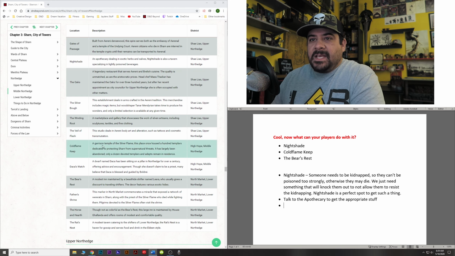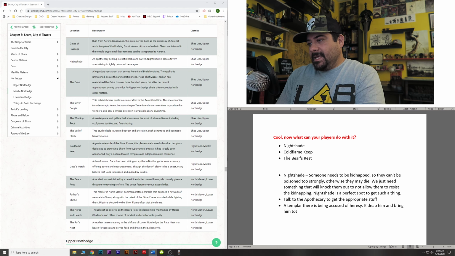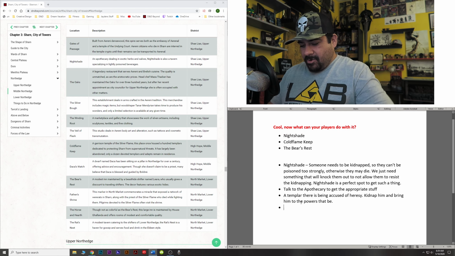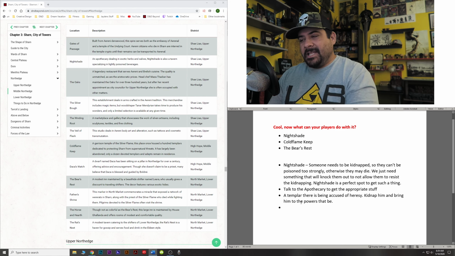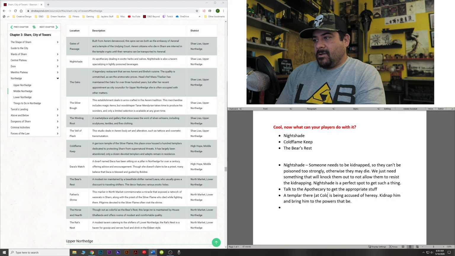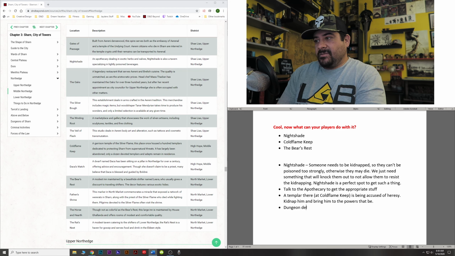All right. Cold Flame Keep. A Templar there is being accused, what's the word, accused of heresy. Kidnap him and bring him to the powers that be. Apologies for my savvy typing here. My keyboard is at an angle. I've got stuff going on. I told you that. A Templar there is being accused. A Templar where? At Cold Flame Keep. Okay? There may be some sort of a dungeon delve there. Ooh, dungeon delve in Cold Flame.